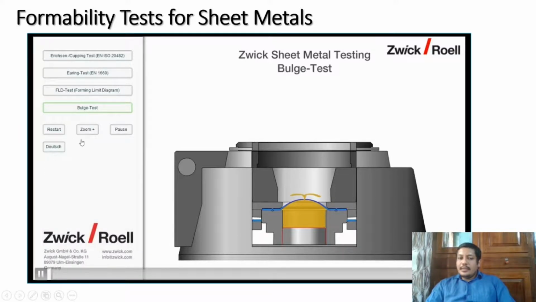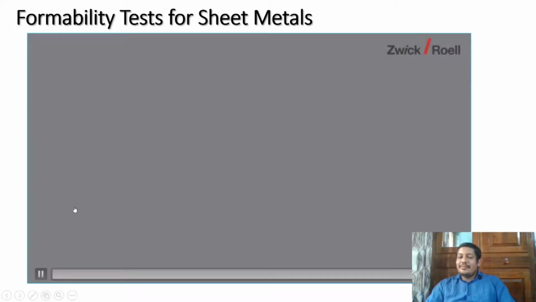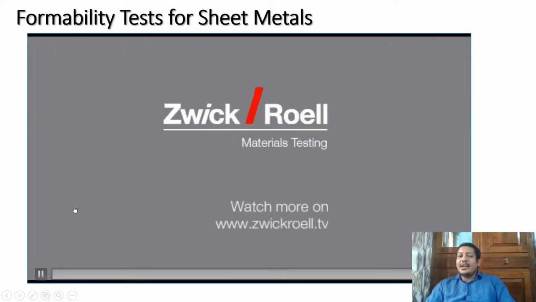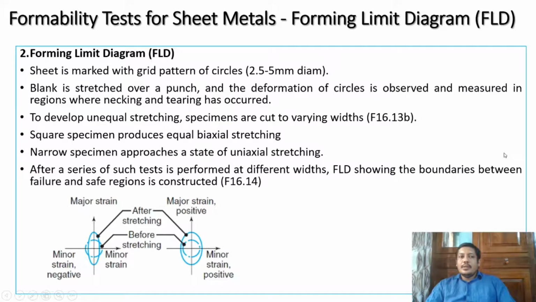So these are the common tests which normally you will carry out on sheet metal operations. We have discussed the cupping test, and other things are easily visible over there, so I am not going into further descriptions of those tests. Another important test which you have to carry out on the sheet is called the forming limit diagram. It is called FLD.